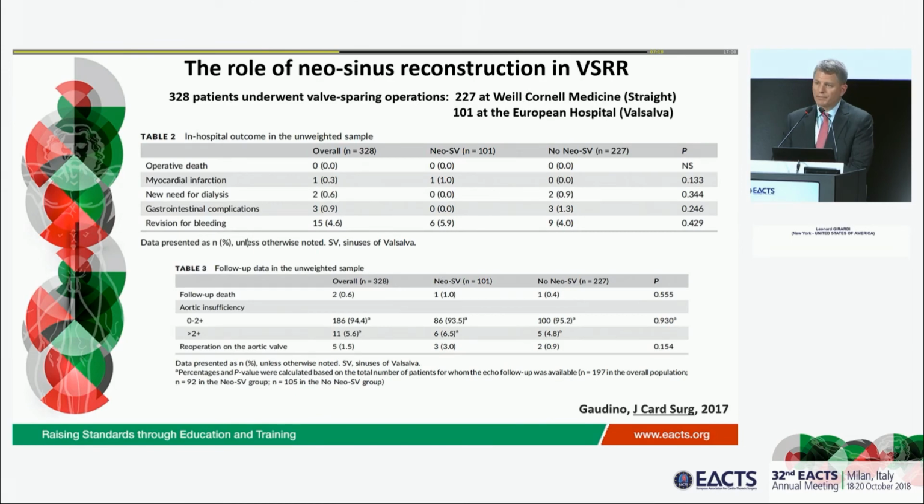That being said, despite the data at the basic science level or at the physics level, clinically we cannot distinguish between the two grafts. We compared about 225 patients having a straight graft with 101 performed with the Valsalva graft at the European Hospital in Rome. Again, operative outcomes were excellent: no mortality, low risk of myocardial infarction, and a very low take-back for bleeding rate. At follow-up, we see a very low rate of recurrent significant aortic insufficiency and a very low incidence of the need for reoperation.